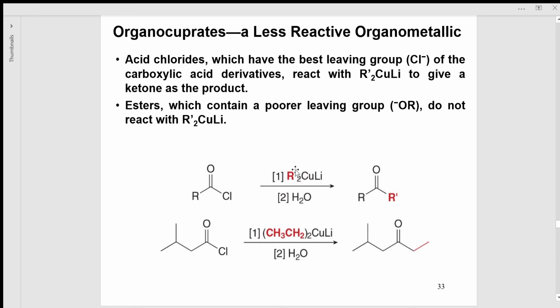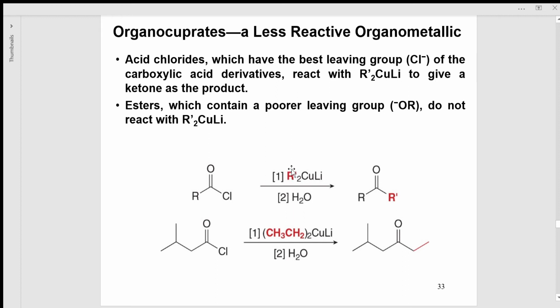That's why the less reactive cuprate reagent normally reacts with the acid chloride, because acid chloride is very reactive. The chloride or bromide, they are very good leaving groups. Remember the term I generated, clean, Cl, clean, Cl, acid chloride. That's the most reactive carbonyl compound actually. So it will react with the cuprate reagent. So this is the nucleophilic substitution reaction.